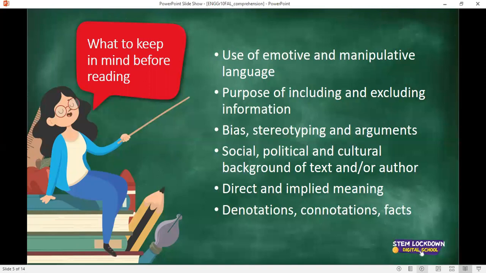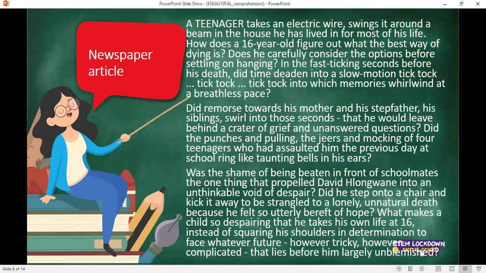Here's our newspaper article. We've already looked at the title, the subtitle, the heading, and who the author is, or who the writer is. Volunteers to read? Who would like to read for us? It would be nice to also have different people read for us today, to hear different voices. So if you'd like to read, please raise your hand, or you can tell me on the chat. It's quite a long piece, so different people can read the article.